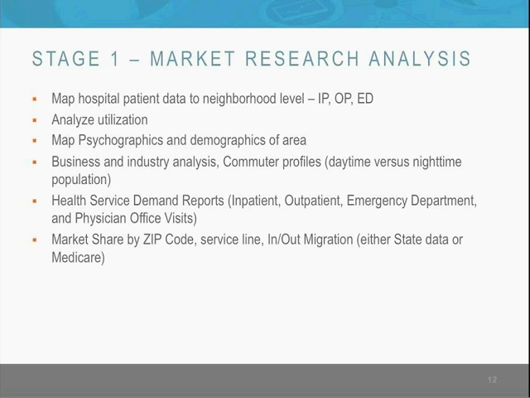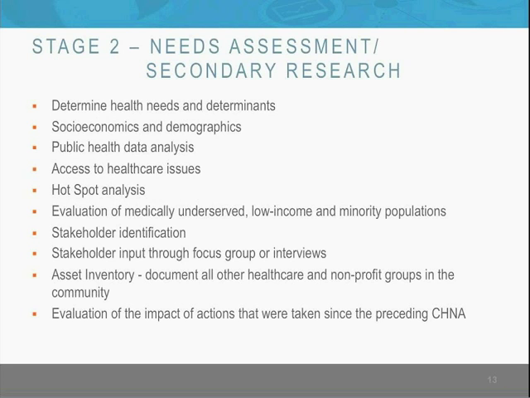So our Stage 2 is what you typically think of as a traditional CHNA. First, we define the service area for the analysis and the implementation effort. We dig into all the secondary data available to determine the health needs and the key determinants of health. We analyze the socioeconomics and demographics of the area. Now, public health data is great for this type of analysis. And it's unfortunate, but many hospitals and public health departments don't really know each other because their paths don't cross on a regular basis. In the CHNA, the hospital and public health department work hand in hand with each other. We look at healthcare access issues, disease hotspots, evaluation of medically underserved, low-income, and minority populations.